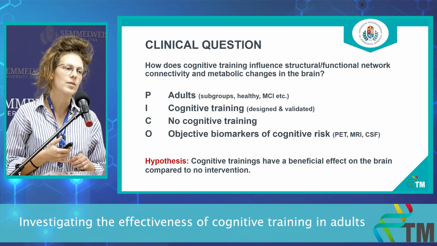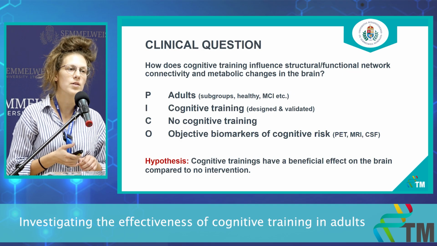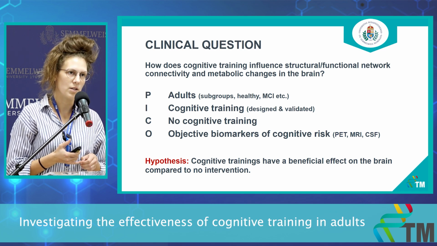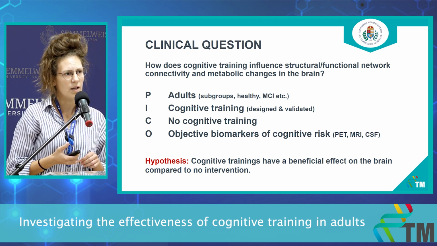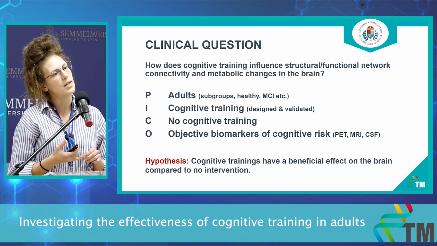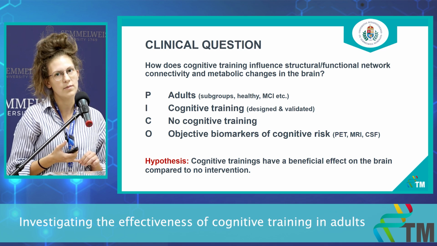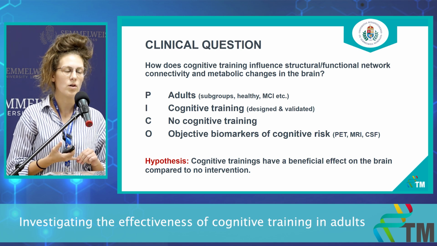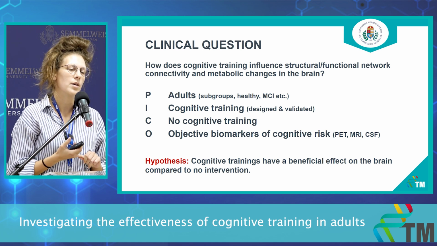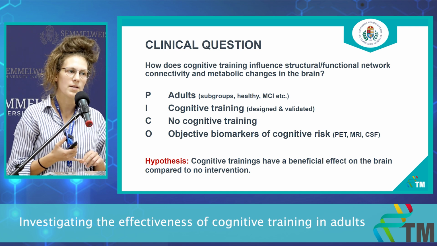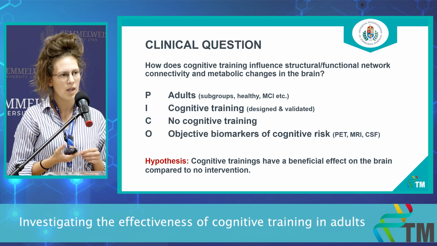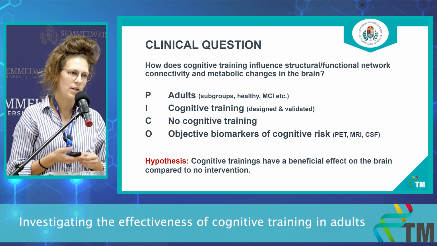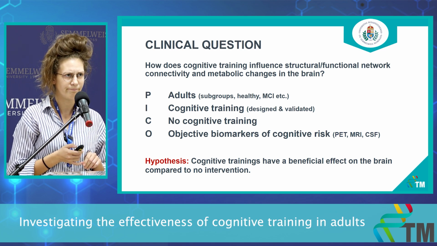So our clinical question is: how does cognitive training influence structural and functional network connectivity and metabolic changes in the brain? The population is adults. The interventions are designed and validated cognitive trainings, and the comparator is no cognitive training at all. And we use objective biomarkers of cognitive risk as outcomes, such as MRI. Our hypothesis is that cognitive trainings have a beneficial effect on the brain compared to no intervention.